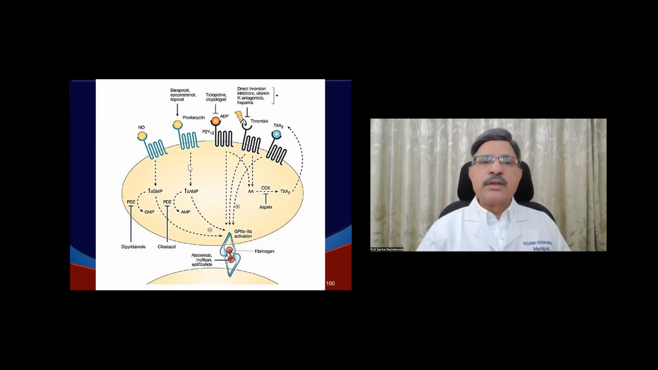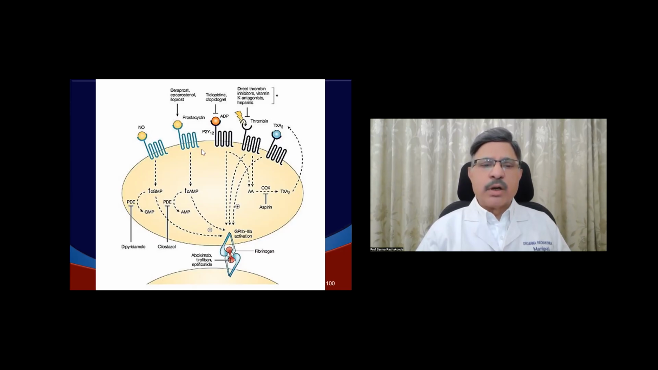So what are the agents? I have the prostacyclin inhibitors like beroprost and iloprost. I have the ADP inhibitors like ticlopidine and clopidogrel. I have the antithrombins acting directly on the thrombin receptors, like vitamin K antagonists, heparin and warfarin, and other things are the direct thrombin inhibitors. I have thromboxane A2 blockers like my aspirin.